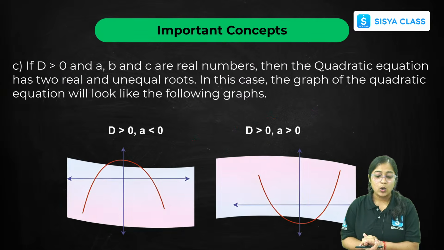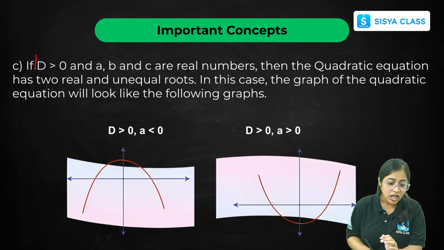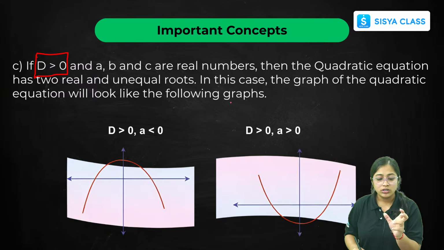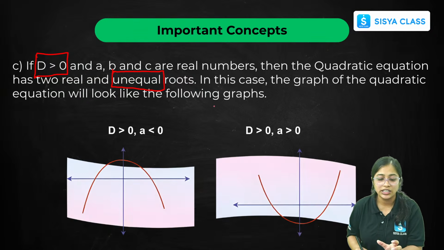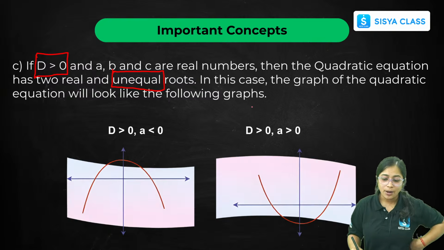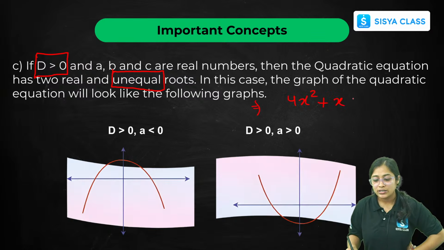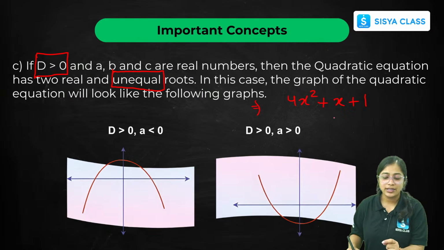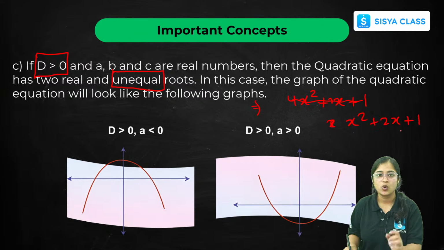Now let's see, when the discriminant is positive, what is the nature of roots? In case of positive, your roots are real and both the roots are unequal, okay? For example, if I give you this quadratic equation, 4x square plus x plus 1, or you can take x square plus 2x plus 1. Okay, let's take this quadratic equation.